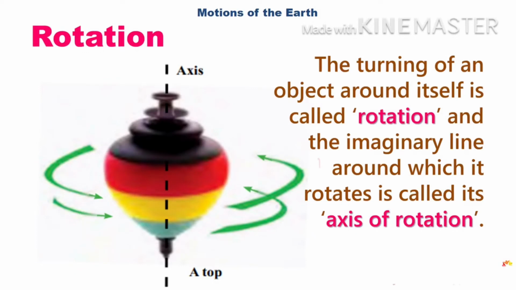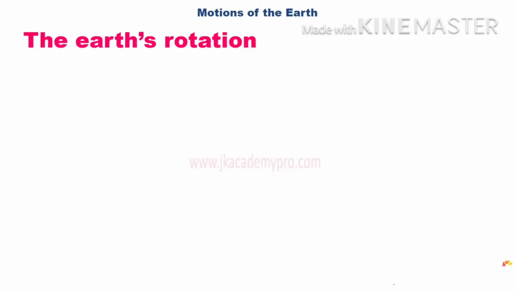So do you understand that turning of an object is called rotation? Turning of an object is called rotation, and the line around which the object is rotating is called the axis of rotation. So do you understand the axis of rotation? This is the important term for us, axis of rotation. Now see the earth's rotation. We are going to see about the earth's rotation.